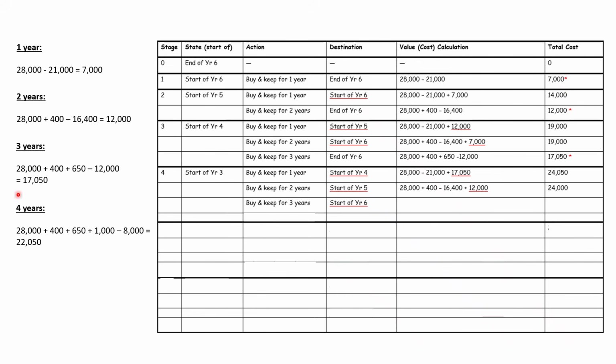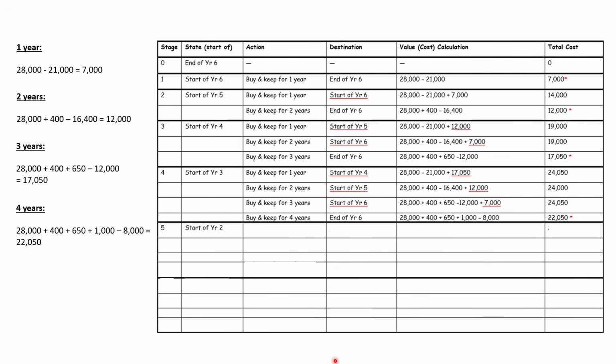So we have our 17,050 plus our 7,000, which gives us our 24,050. And then we could buy it and keep it for 4 years. That would bring us to the end of year 6. There's nothing involved in that, so it's just going to give us the 22,050. And our optimal value there is 22,050.